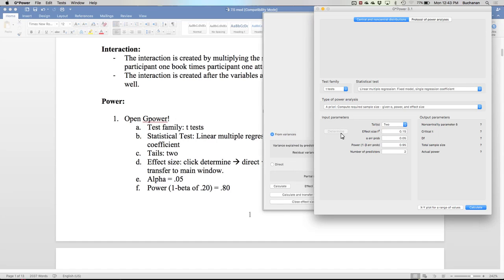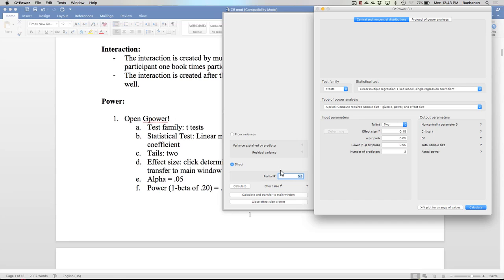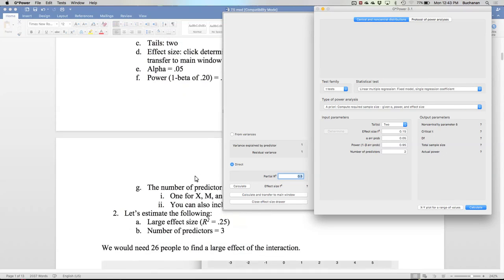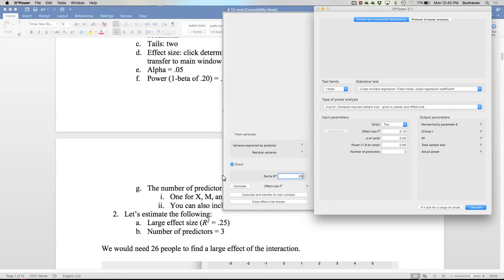Hit determine, direct, and I think today I picked a large effect size, so 0.25. I should probably mix this up, but I'm blank. It's easy to pick a number you're familiar with, right? So a large effect of this interaction, so 0.25.